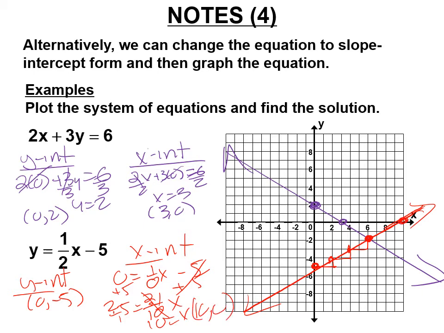Okay, it's up to you. So what's the solution? The solution is (6, -2). Don't forget to find the solution where the two lines cross. It's the whole point.